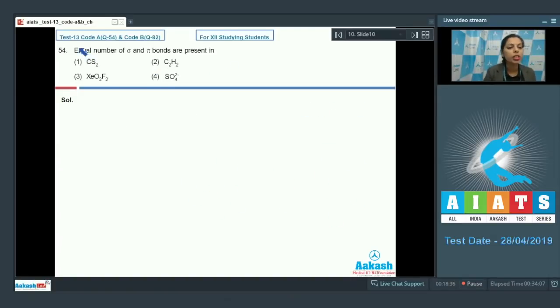After this, question number 54. Equal number of sigma and pi bonds are present in. First we have CS2. If I talk about CS2, the structure is this. One sigma bond here, and one pi bond this side and one pi bond this side. It means it contains equal number of sigma and pi bond. Similarly, if I talk about C2H2, acetylene, there is no equal number of sigma and pi bond. That's why it's not the answer.